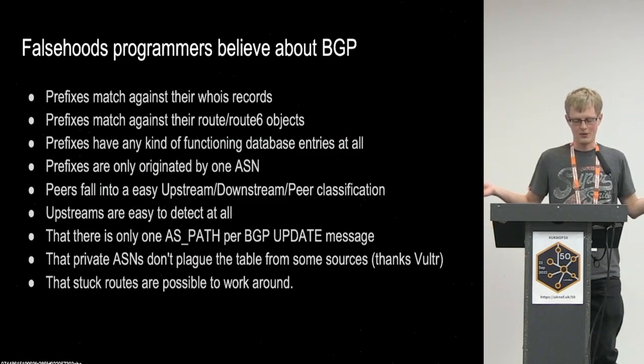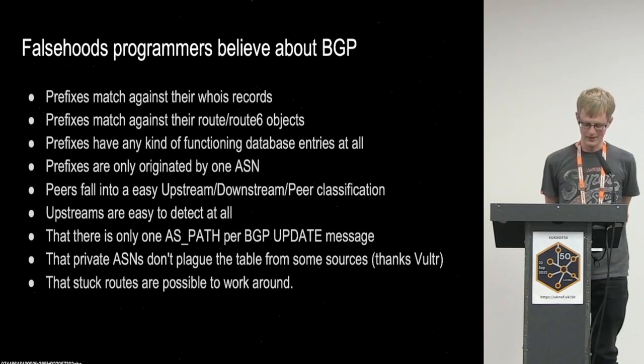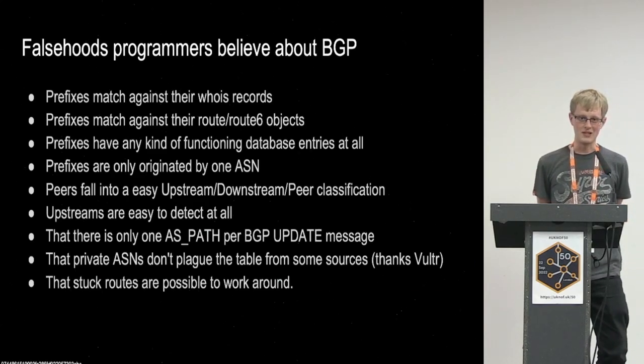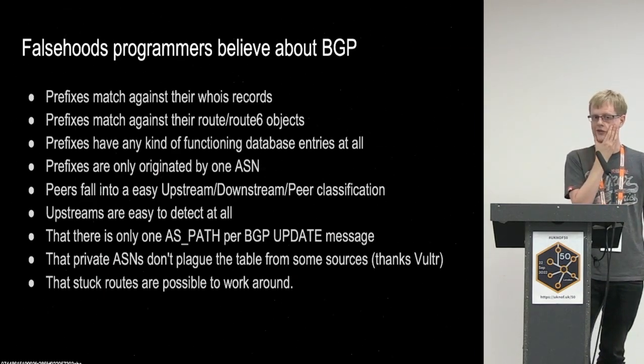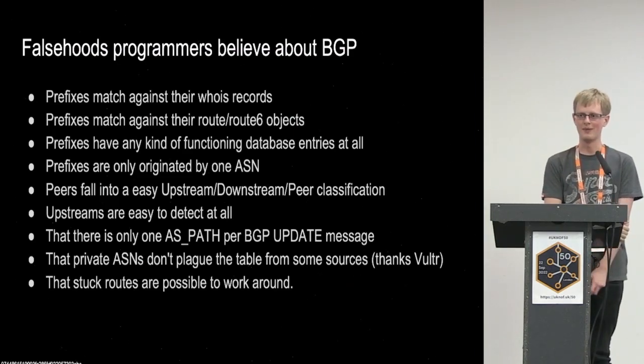Standard things here, like prefixes are only originated by one ASN. We've already covered that. Thanks, VeriSign. Upstreams are easy to detect. Sometimes people have this weird relationship with their upstream providers where sometimes they're peering in certain regions and sometimes they're not. This is really hard to determine automatically without going too deep into things like community strings.